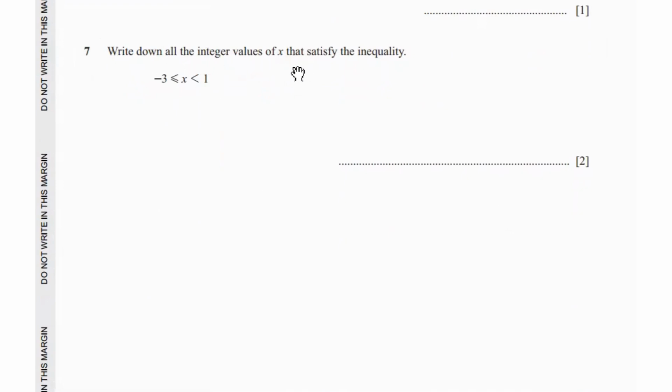Write down all the integer values of x that satisfy the inequality. So x is less than 1 but greater than or equal to negative 3. Since negative 3 is included in the range, it's going to be negative 3, negative 2, negative 1, and 0. We don't include 1 because it's less than 1, not less than or equal to 1.